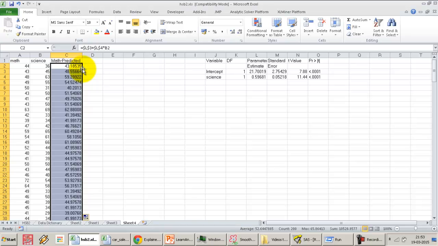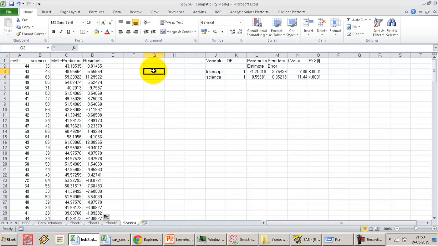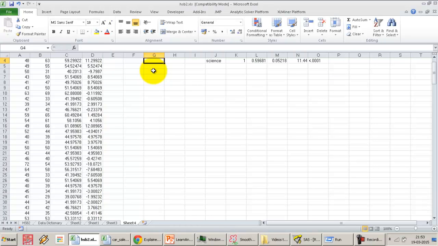And let's have a look. So this is my prediction, math predicted scores for math. This is my y hat, this is my actual y. Let's have a look at the residuals. I know based on the assumptions of OLS regression, the total residual needs to be 0. So let's do predicted y hat minus y and calculate it all the way down. Let's take the sum of the residuals, and if it's not 0, then we've done something wrong.